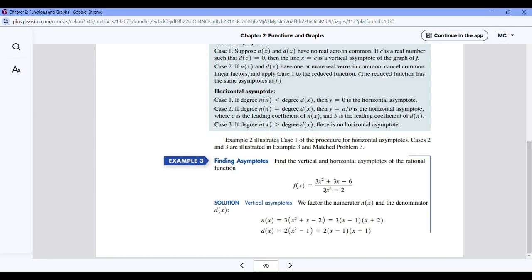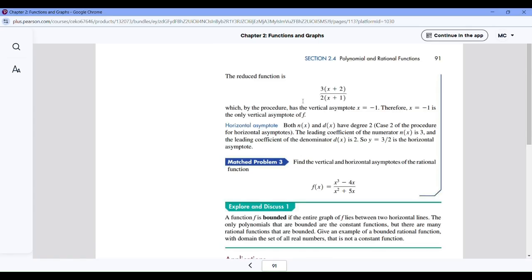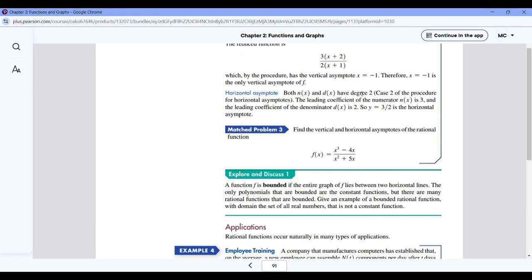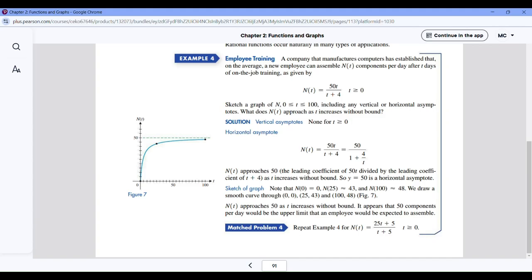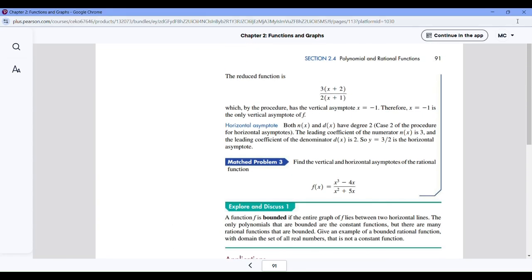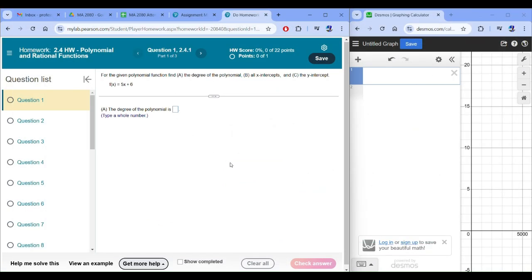means it is going to have a horizontal asymptote at 3 over 2. So, moving on. Yeah. So 3 over 2 is the horizontal asymptote. And we're going to get to problems like that, but that looks like it's the end of the chapter. All right, so I can X out of my textbook and go straight here.